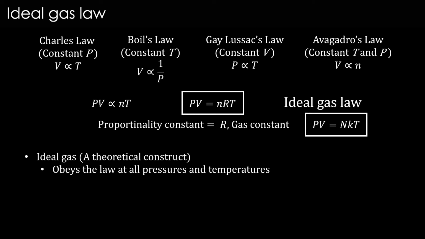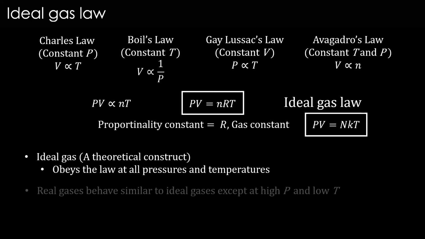Okay, now back to the name ideal gas law. In fact, the law comes from experimentations on real gases, but it is called the ideal gas law. Why? Because the real gases do not obey this law at certain conditions. So the ideal gas is a theoretical construct which obeys this equation at all temperatures and pressures. Real gases behave like ideal gases except at high pressures and low temperatures.